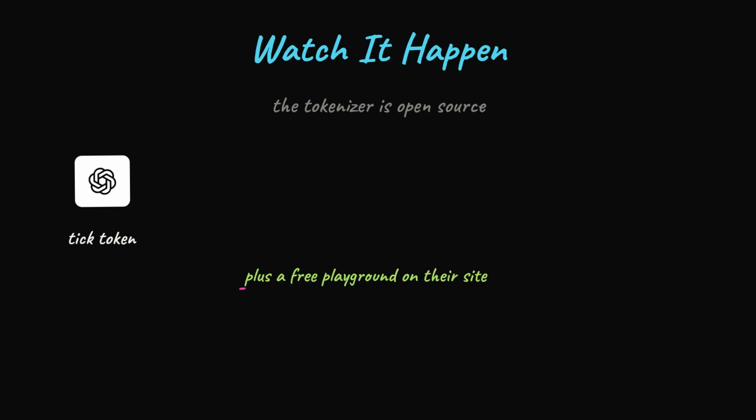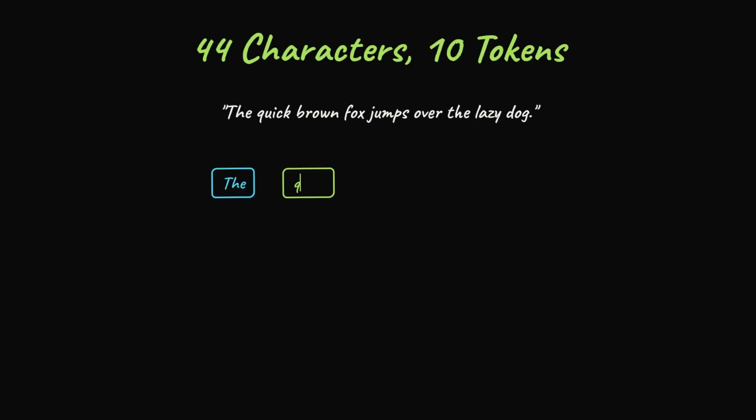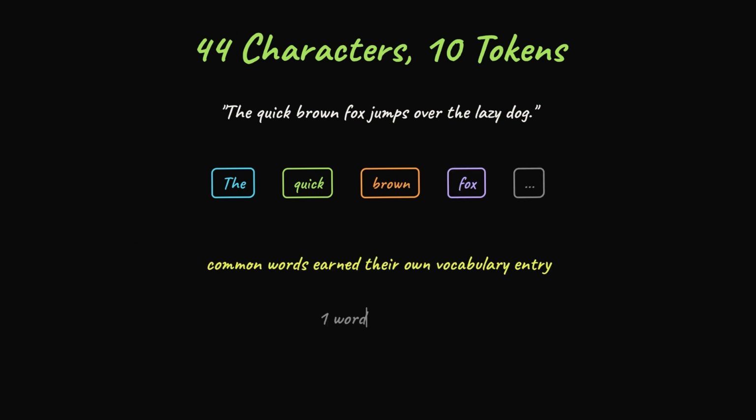You can watch this happen yourself, and I want to show you because it makes the whole thing click. OpenAI publishes their tokenizer as an open source library called TikToken, and there's a free playground on their site where you can paste text and see the exact splits. I'll type in, "The quick brown fox jumps over the lazy dog." That sentence is 44 characters, and it comes out as 10 tokens. Each common word gets 1 token because these are frequent words that earn their own vocabulary entry.